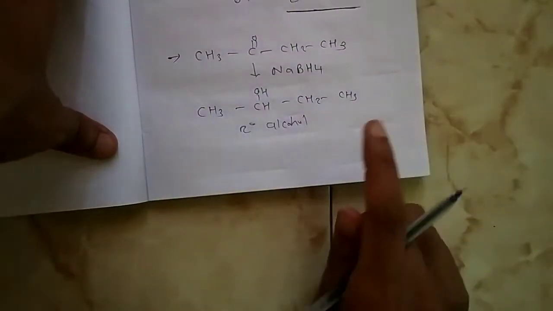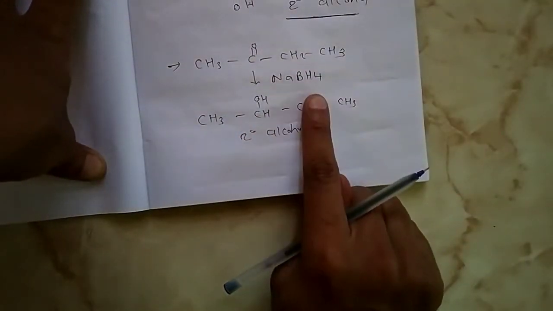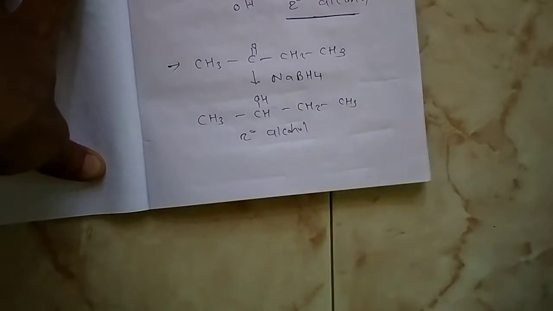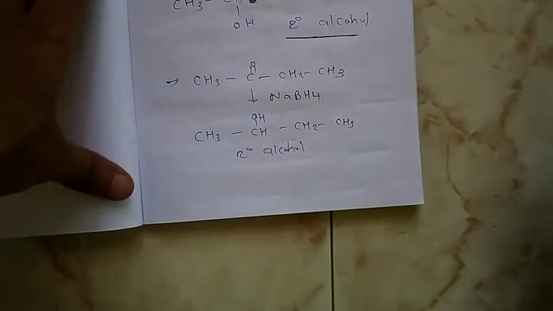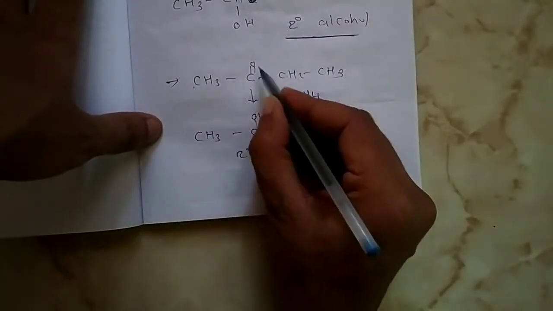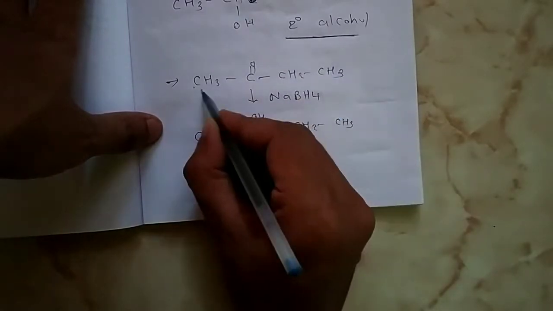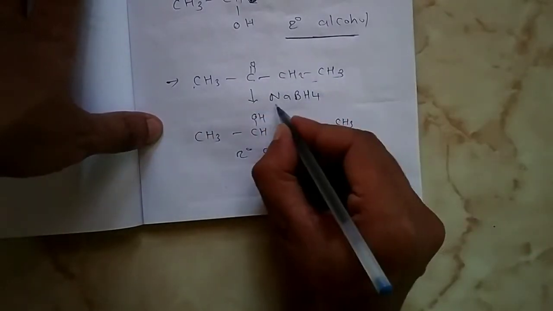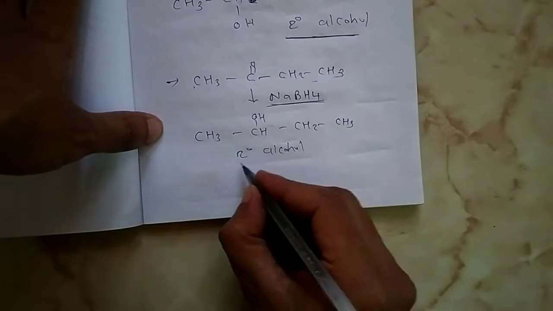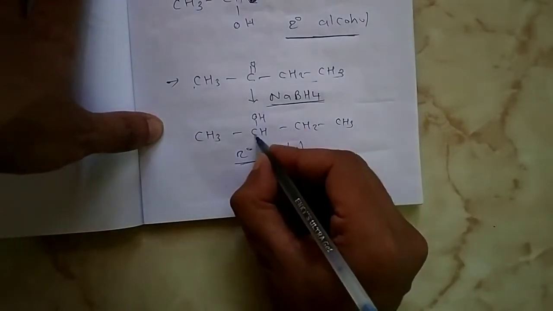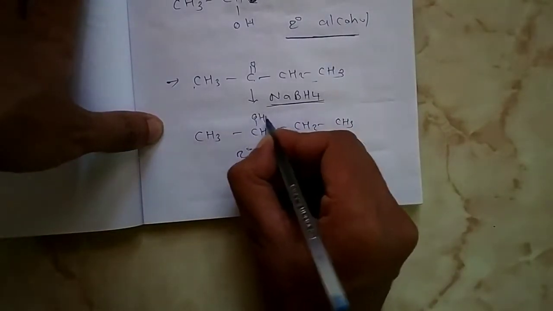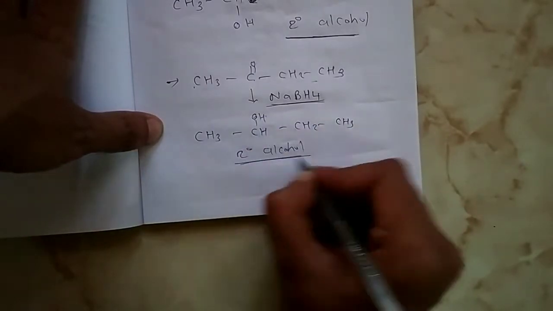Now ketone also reacts with NaBH4, sodium borohydride, the same way as lithium aluminum hydride. CH3 C double bond O CH2CH3 means butan-2-one is there. When it reacts with NaBH4, it will give you 2 degree alcohol. Add hydrogen on carbon as well as on oxygen. So it will give you 2 degree alcohol.